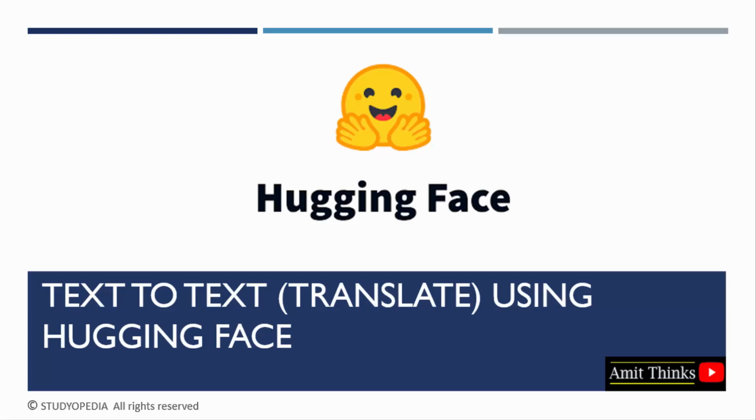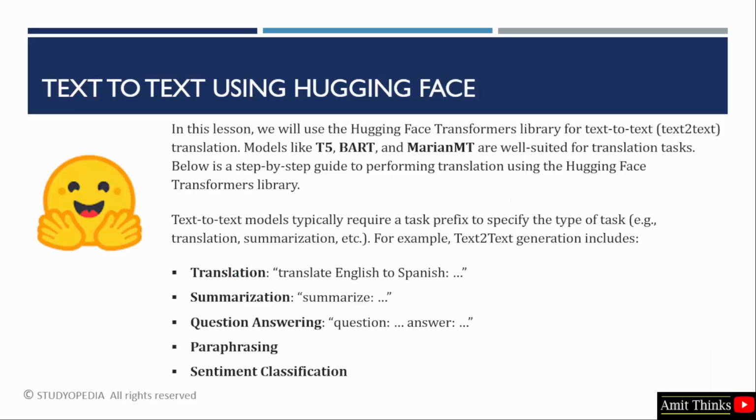In this lesson, we will understand how we can perform translation using Hugging Face, that is text to text generation. Let us see. For the translation task, we will use the Hugging Face transformers library. Some models are already provided for this. So translation, as we all know, includes, let's say, translating English text to Spanish.